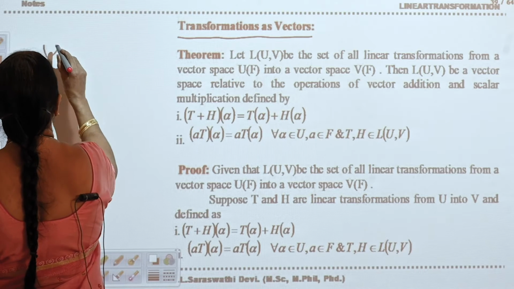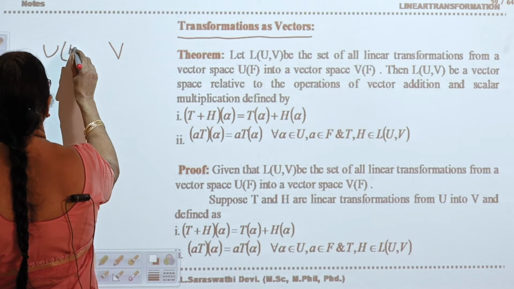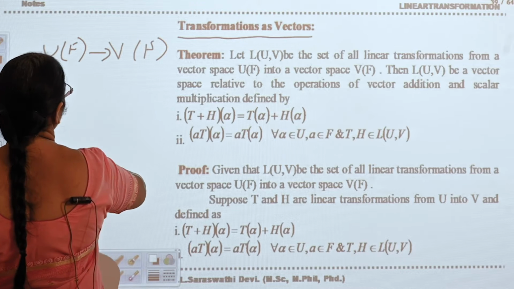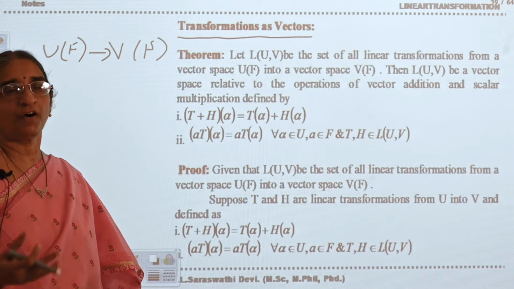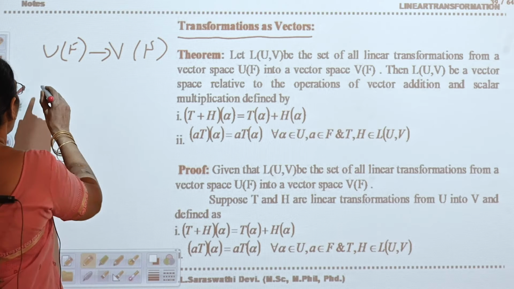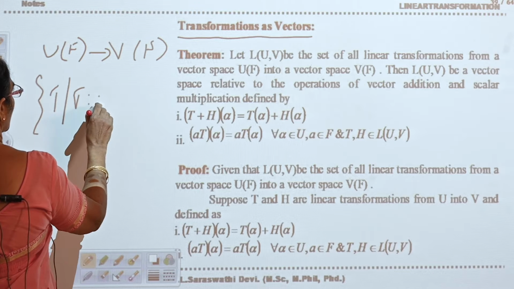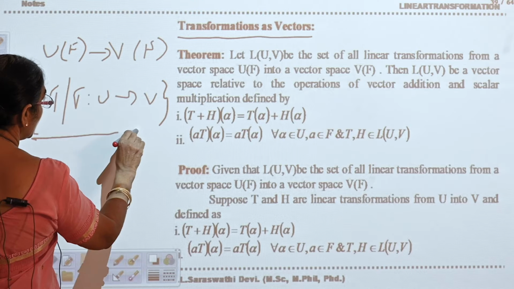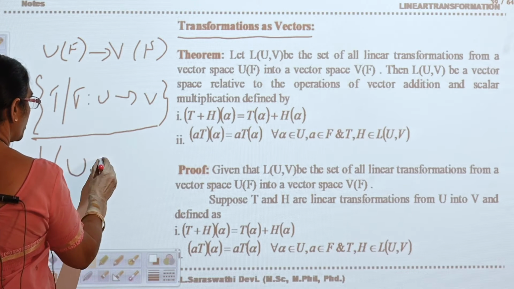Suppose U is a vector space and V is a vector space. Both the vector spaces are defined over the same field F. Then from U to V, there exist many linear transformations. You can define many linear transformations. Now if you consider the set of all those linear transformations T, where T is a linear transformation from U to V, now this set of linear transformations from U to V is denoted by L of UV.